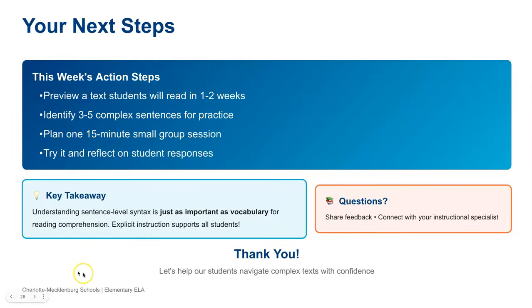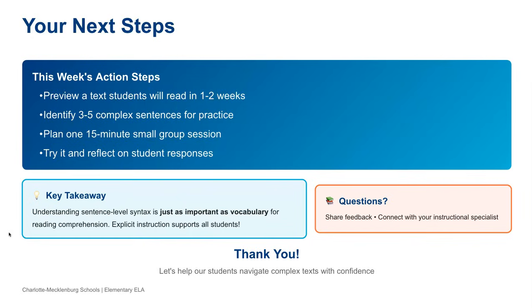So with the rest of our time left, let's wrap up the action items for this week. First off, preview a student text they will read in the next 1 to 2 weeks. Take 10 minutes to really look at it. Go ahead and identify complex sentences to use for practice. Look for sentences with multiple clauses, connectives, or referential pronouns. Go ahead and plan one 15-minute small group session using the routine we used today: review, teach, practice, apply.